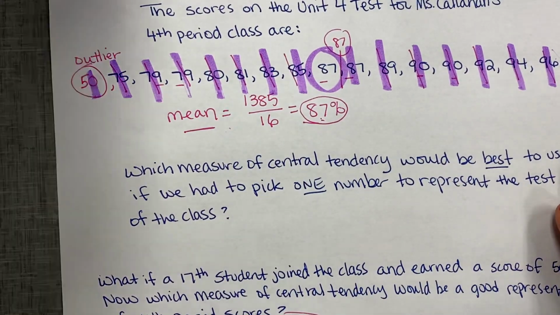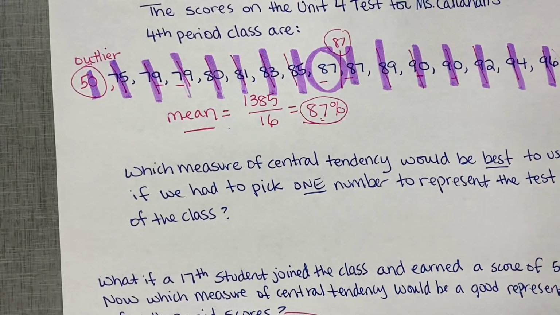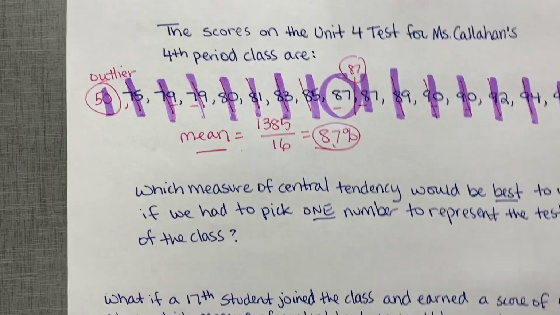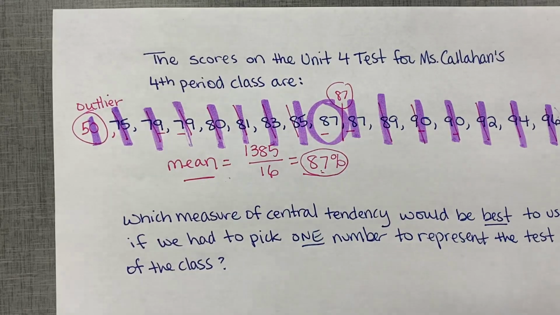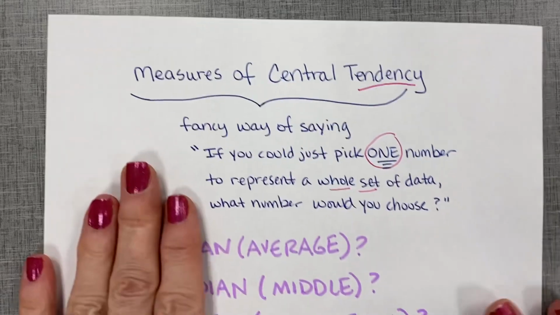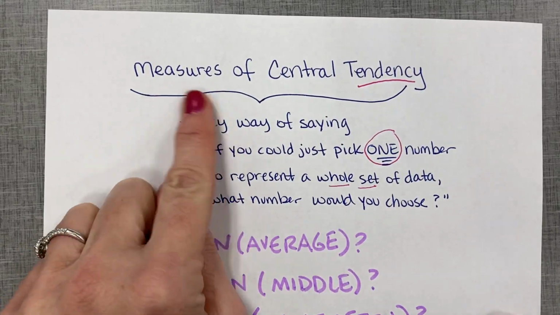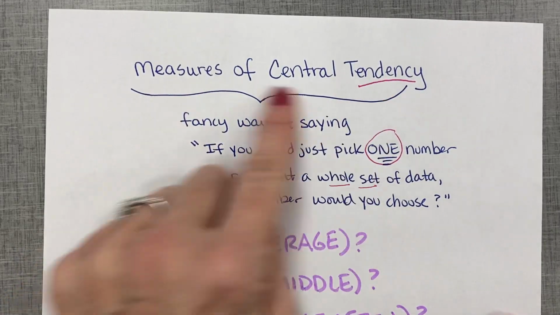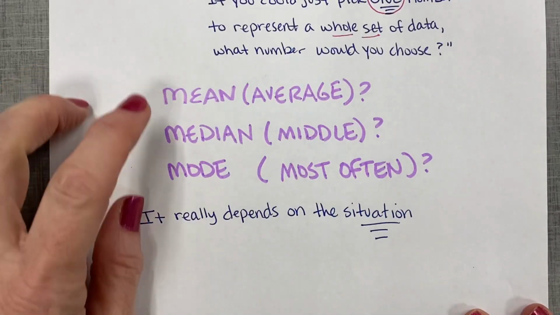So that's just an idea. There's so many examples I could do, but that's just an idea of when to use what. You hear this term, measures of central tendency. It's such a fancy term. It just means if you were measuring the tendencies of your data, which way would you go?